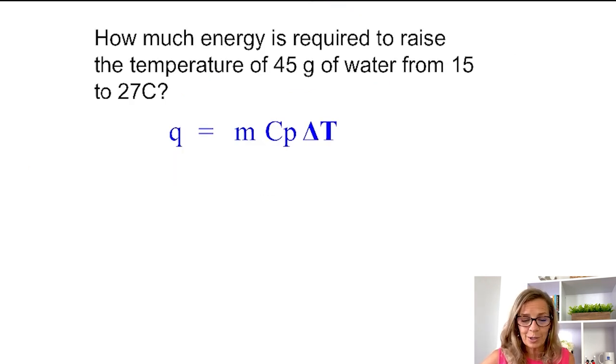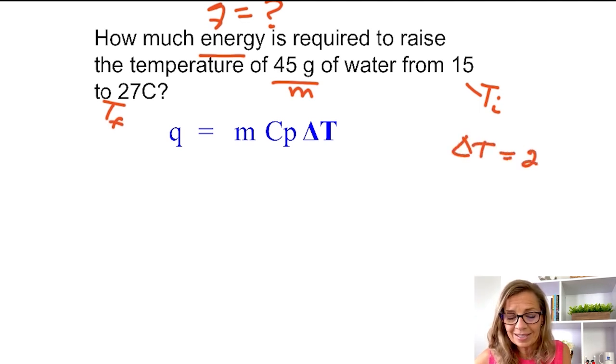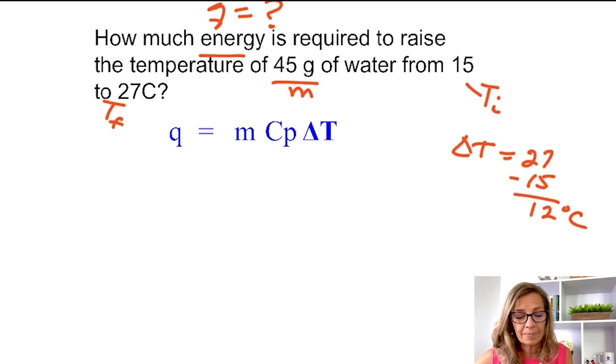So here is a little problem. We want to find the amount of energy, so we're looking for Q, to raise 45 grams of water, that's my mass, from 15 degrees, that's initial, to 27 degrees, T final. Okay, so delta T is 27 minus 15, which is 12 degrees C. All right, here we go.